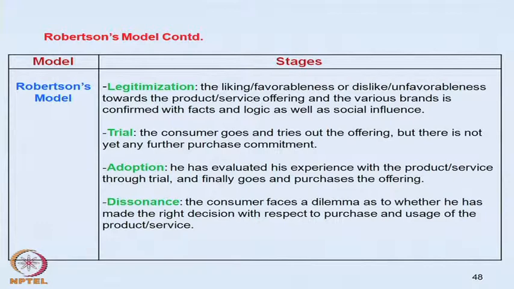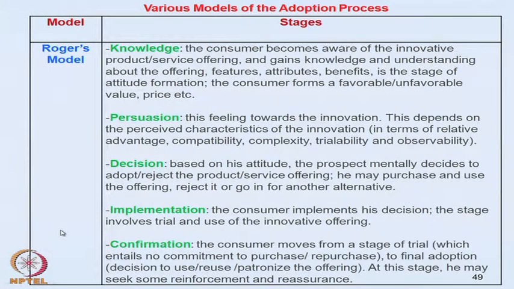And dissonance, where he faces a dilemma whether he has made the right choice. Finally, we have Rogers' model, where he speaks about knowledge about an innovative product or service offering, then persuasion, which is the feeling towards innovation, which depends upon the perceived characteristics of the innovation in terms of relative advantage, compatibility, complexity, trialability and observability.